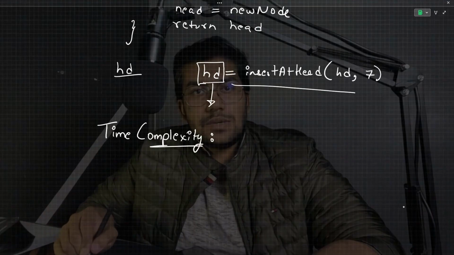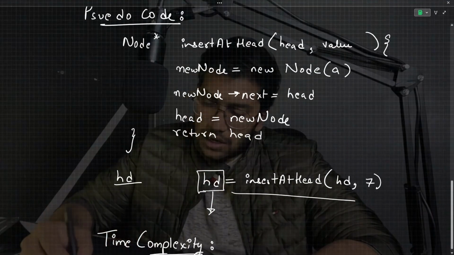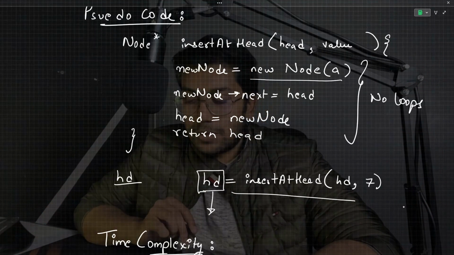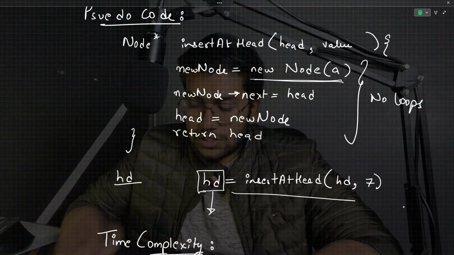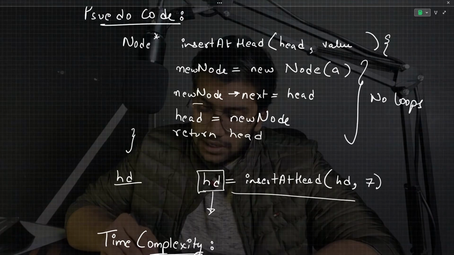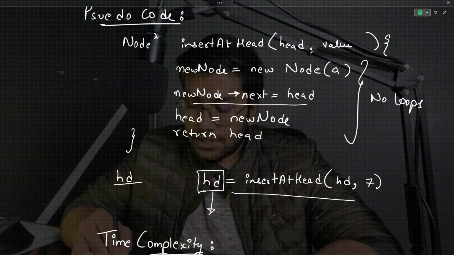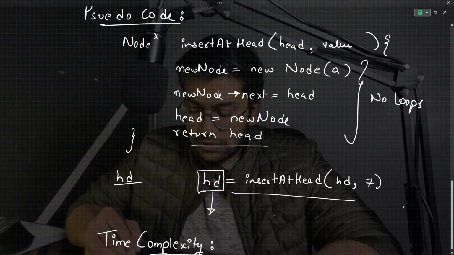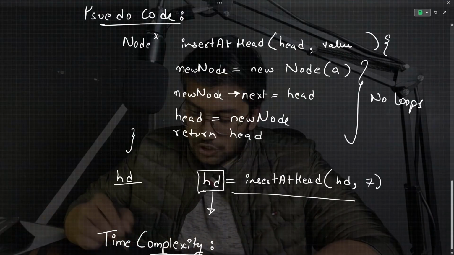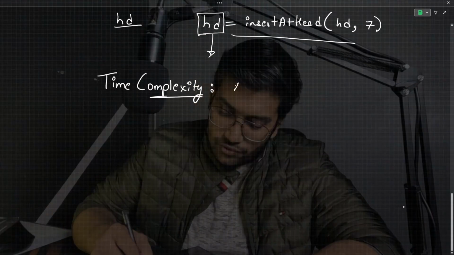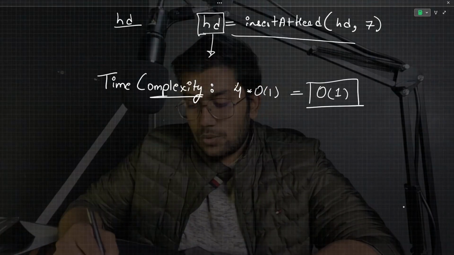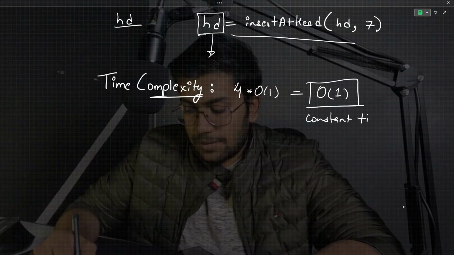So the time complexity would be what? Let's look at this. There are no loops, right? So creating a new memory allocation is a constant time operation. Again, assignment is a constant time operation. Again, assignment is a constant time operation. And let's say return is also a constant time operation. So what this would give us is 4 times order 1, which is still order 1. So inserting at head would be a constant time operation.